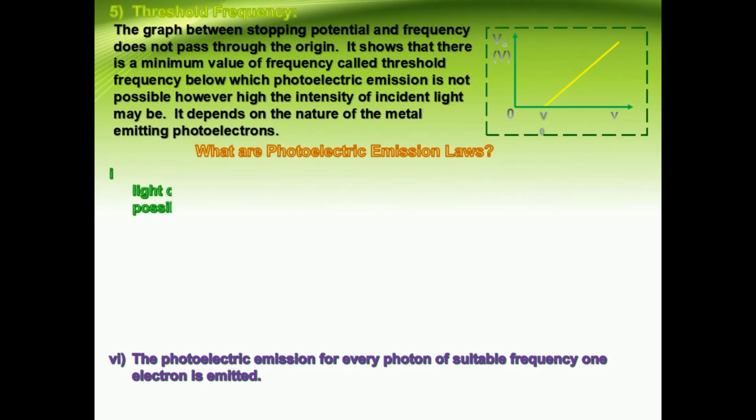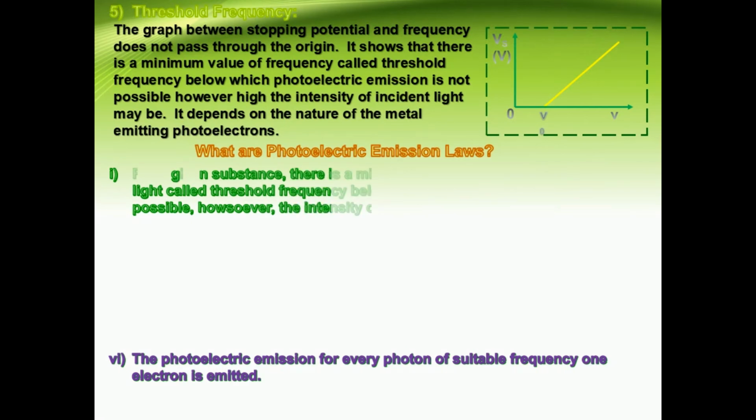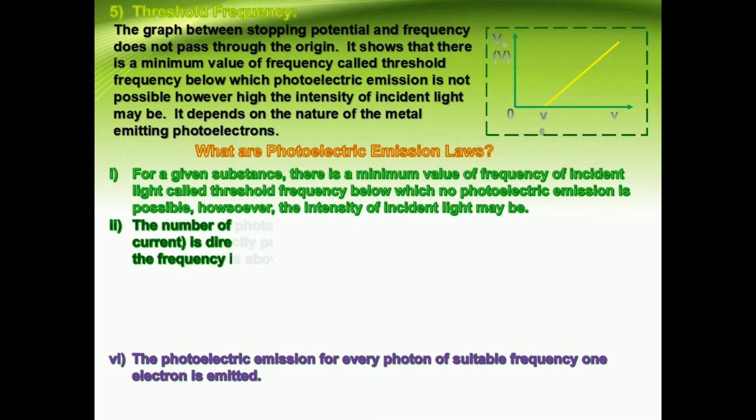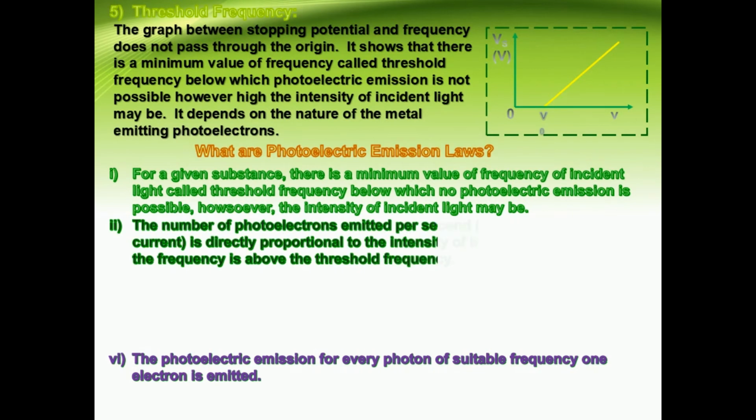Let's see what are photoelectric emission laws. For a given substance, there is a minimum value of frequency of incident light called threshold frequency, below which no photoelectric emission is possible, howsoever the intensity of incident light may be. The number of photoelectrons emitted per second is directly proportional to the intensity of incident light, provided the frequency is above the threshold frequency.